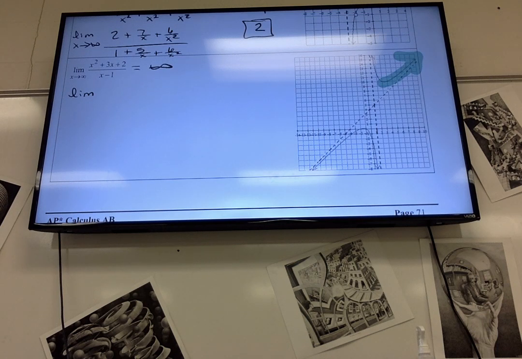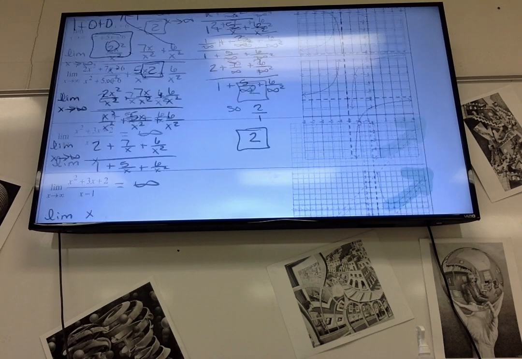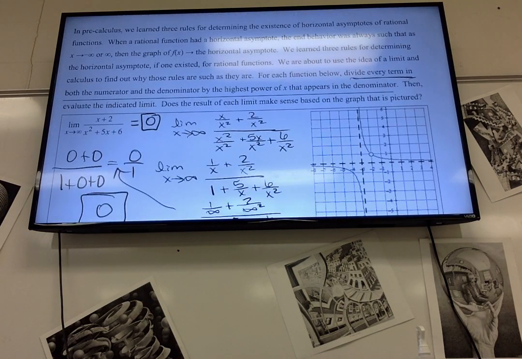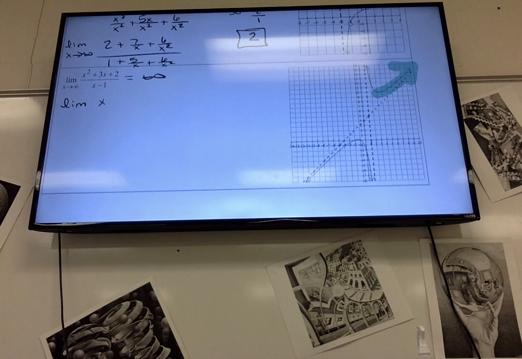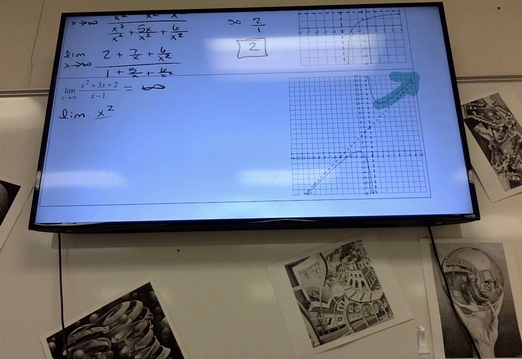So then we divide everything by x. Because remember, it's divide every term in both the numerator and the denominator by the highest power in the denominator.